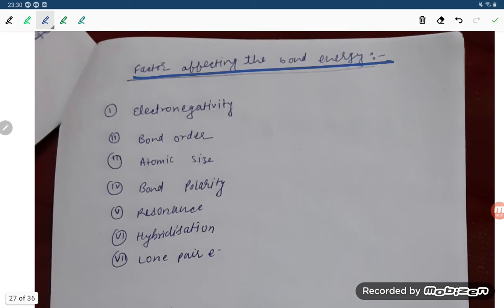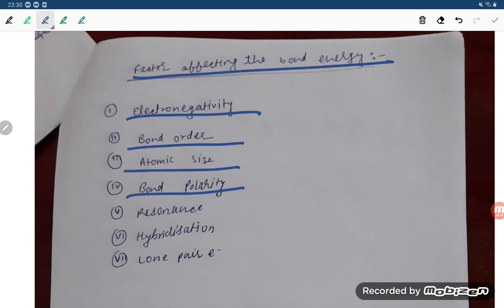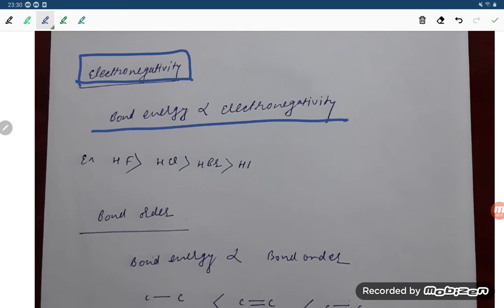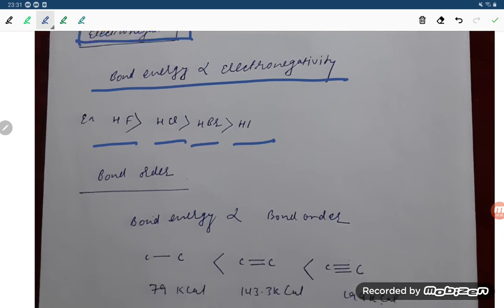Factors affecting the bond energy. What are the factors? Electronegativity, bond order, atomic size, bond polarity, resonance, hybridization and lone pair electrons. Electronegativity: bond energy is proportional to electronegativity. HF, HCl, HBr, HI. The more electronegative the atom, the more the bond dissociation energy.